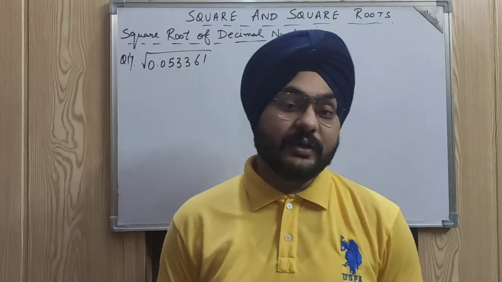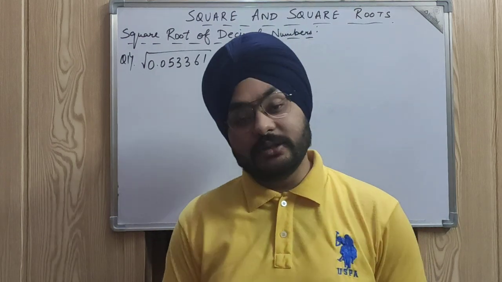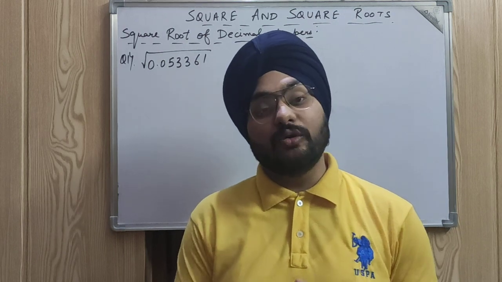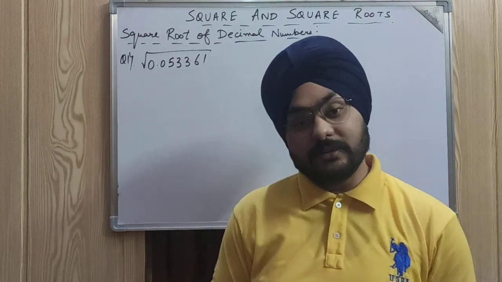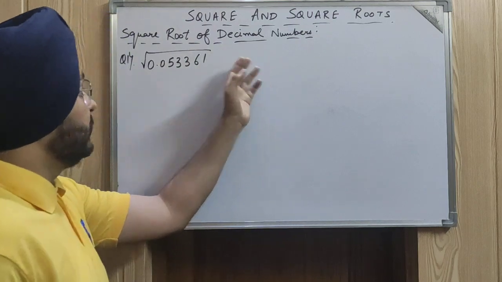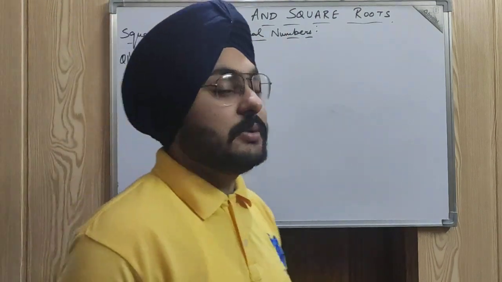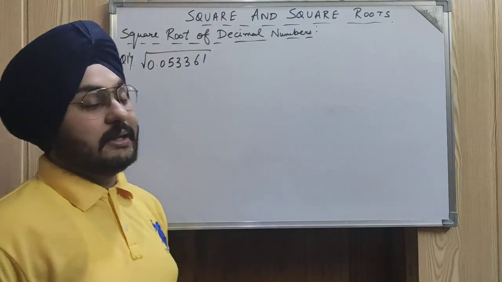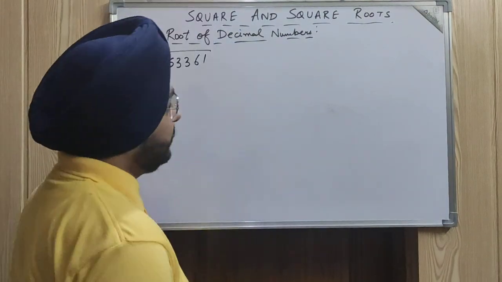In the previous video we discussed how to do long division of simple numbers only, basically. Now we'll be doing how to find the square root of decimal numbers. As I have written here, only the square root of decimal numbers. Firstly, you would have to know how to make the pairs in decimal numbers. So keep this in mind.